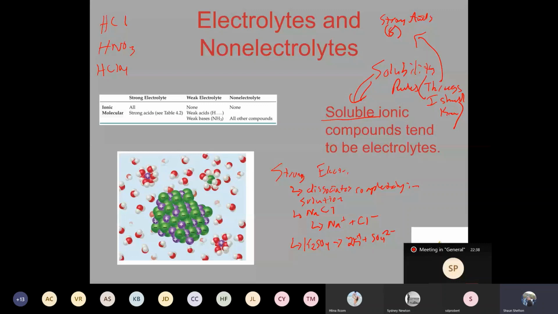Now, when we get to weak electrolytes, that's where it gets a little bit tougher because you have to try to understand what exactly does weak mean, okay? Weak versus strong. Now, let's talk about weak electrolytes. I'm going to erase what I've got down here.